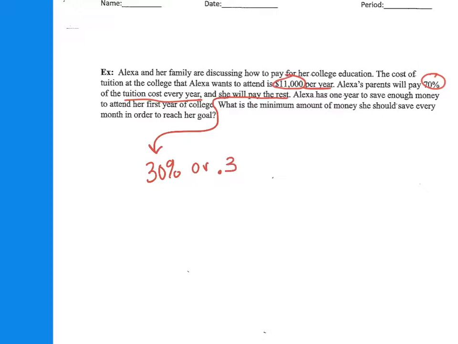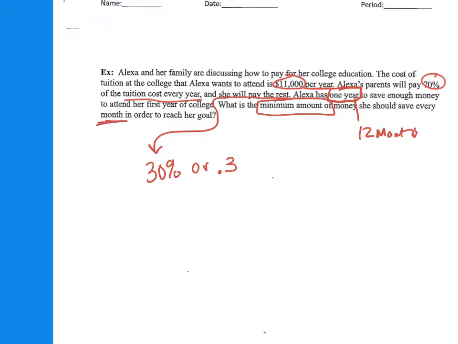So Alexa's parents are going to pay 70%. She's going to pay the rest, so 30%. Alexa has 1 year, so 12 months, to save enough money to attend her first year of college. What's the minimum amount of money she should save every month in order to reach her goal?